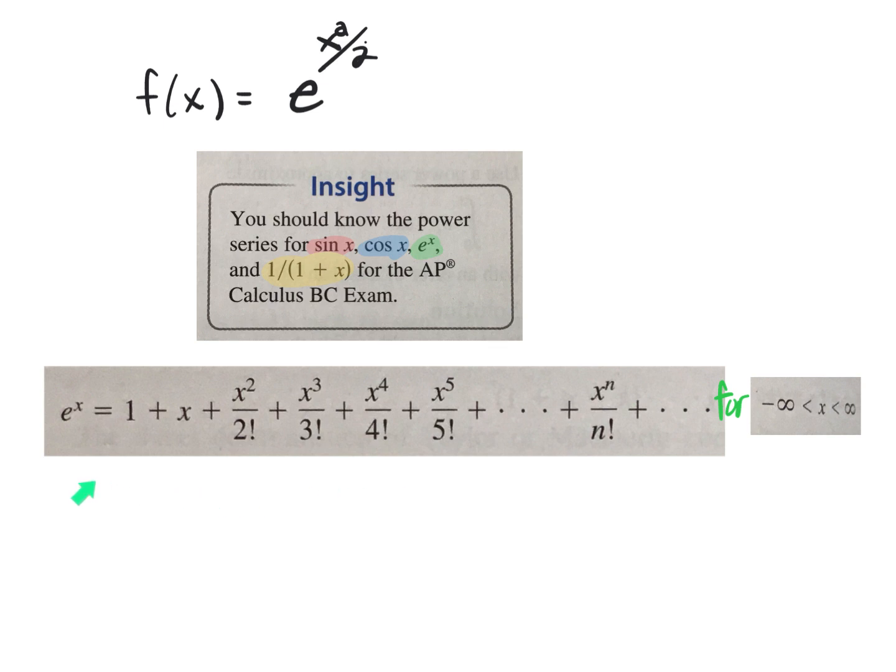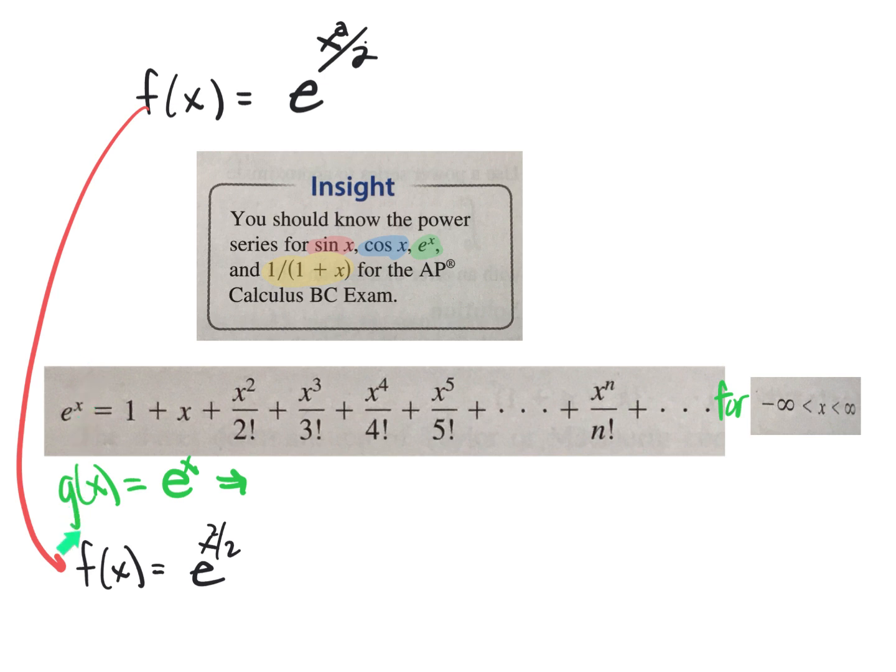So let's suppose that this function was g of x. G of x is equal to e to the x, which is equal to this series. Well, we're finding a series for f, which is e to the x squared over 2. Think of this exponent as the input into function g, which is our known series. If we put x squared over 2 in for x, where does it go? Everywhere you see an x. So this would be e to the x squared over 2.